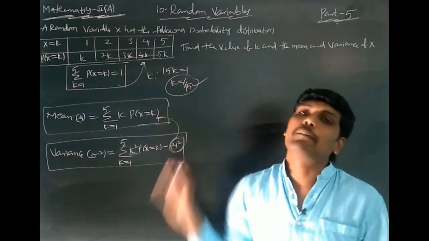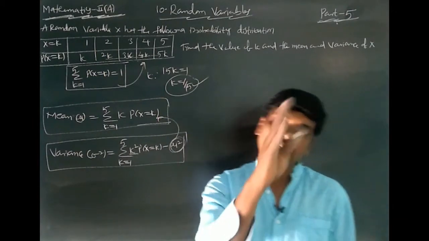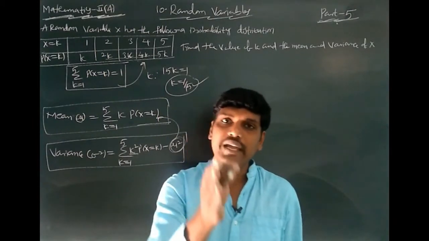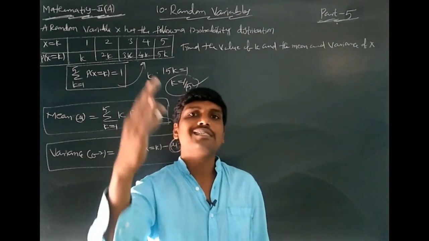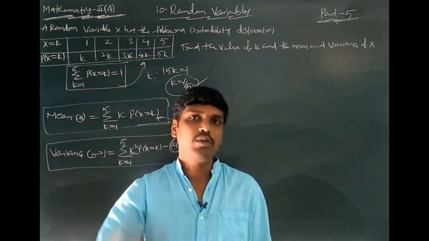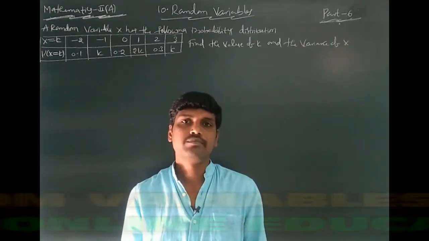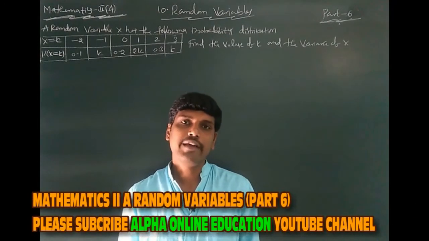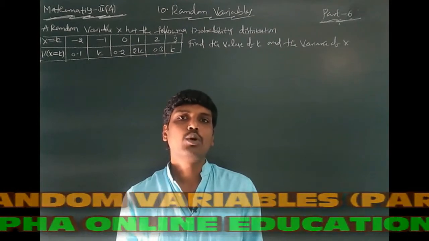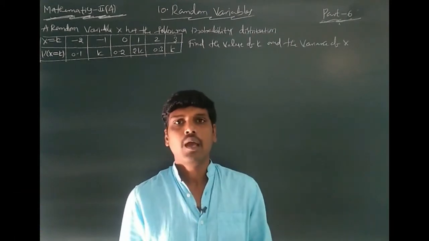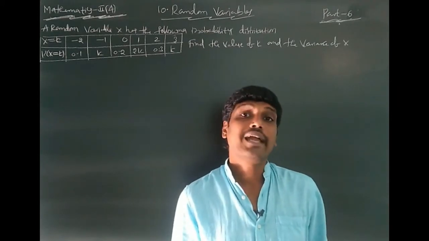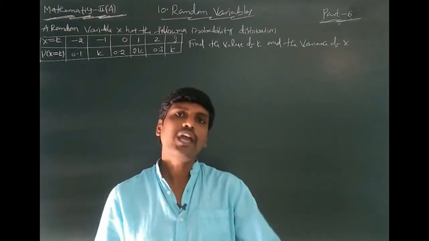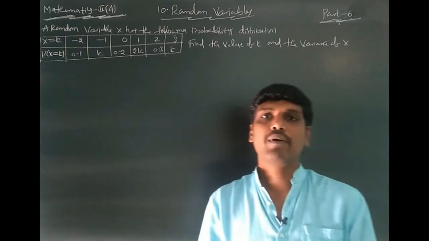This problem is homework, and some hint is given. You can use that hint and depend on the previous problem. You get the total answer easily. This is also a very important problem. 10th chapter, random variables. This chapter belongs to mathematics 2A, part 6. Last part completed, important repeated 7 marks. Today also we explained one more important 7 marks.